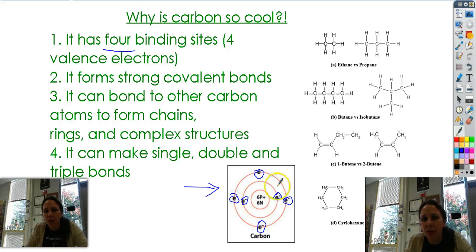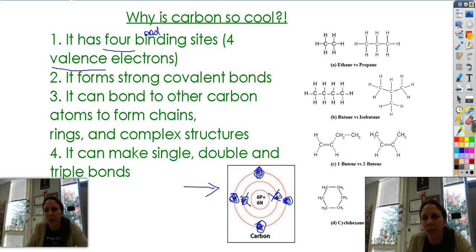Now, the 2 on the inside are unable to play with anybody else because they're tucked inside. But these 4 right around here, these guys are very special and important because they are able to be shared or stolen from other atoms nearby. So these guys are the valence electrons. Valence just means on the outside. And the valence electrons are the ones that are available for bonding. So there's 4 binding, or you can say bonding, B-O-N-D, bonding sites for other things to stick to.